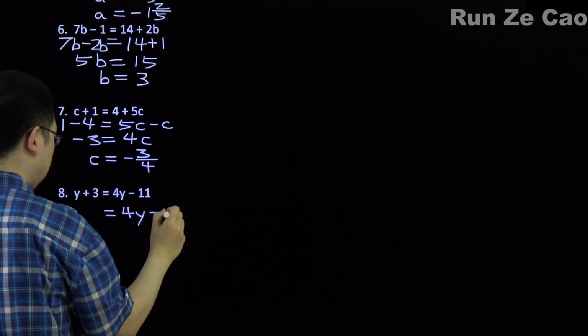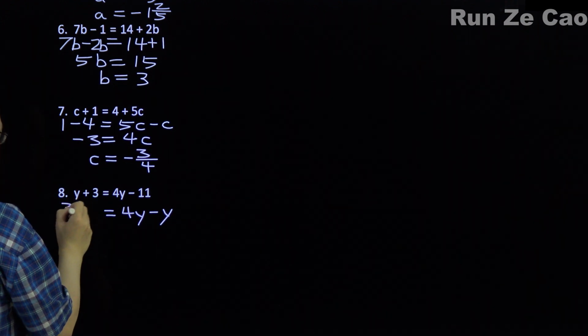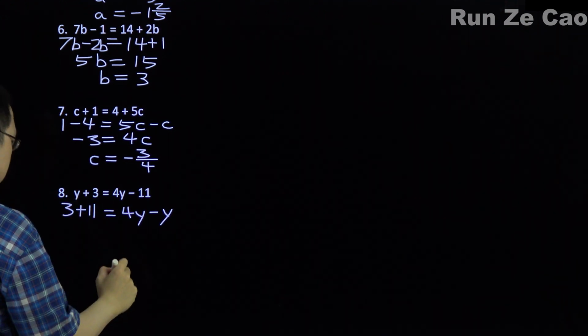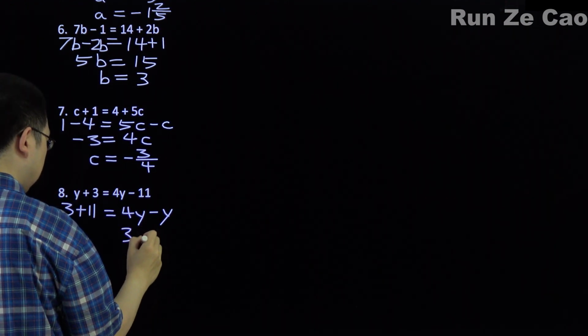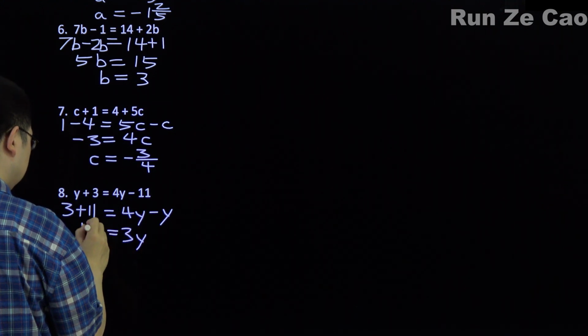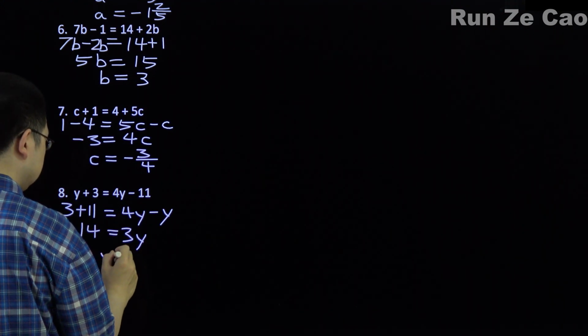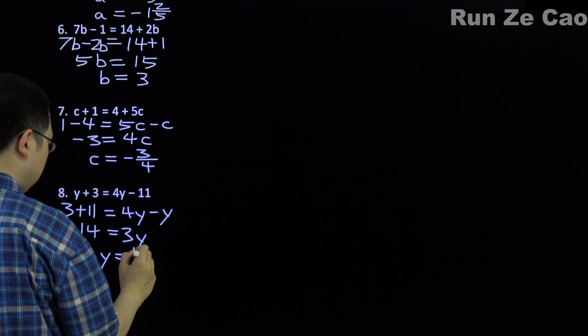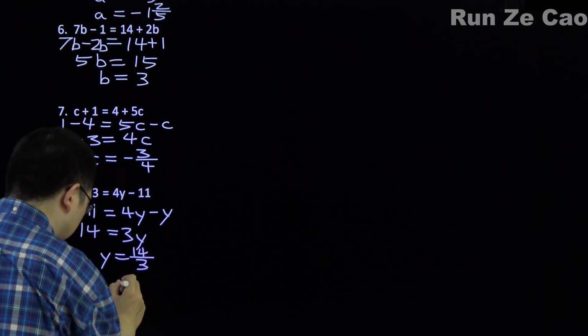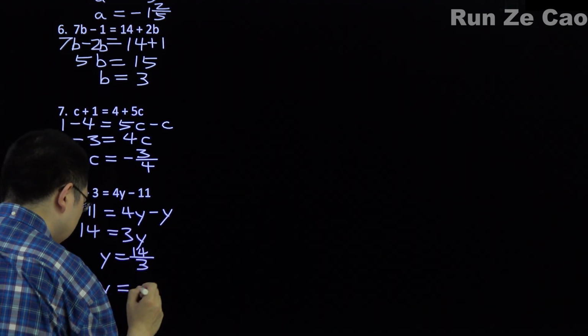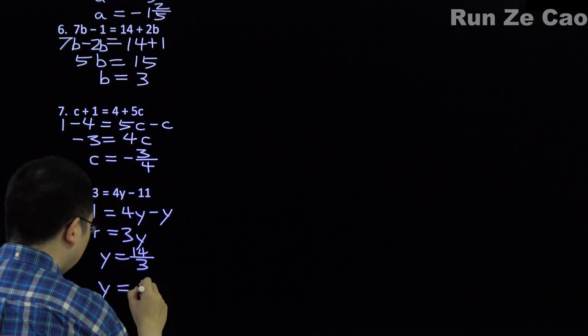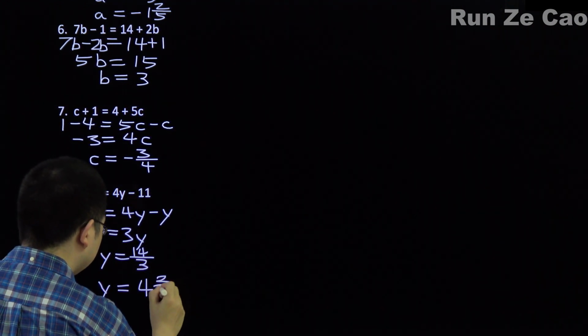4y minus y is equal to 3 plus 11. So 3y is equal to 14. y is equal to 14 over 3, or 4 2/3.